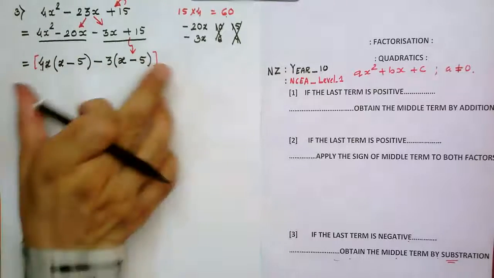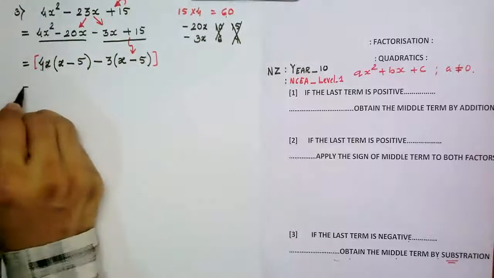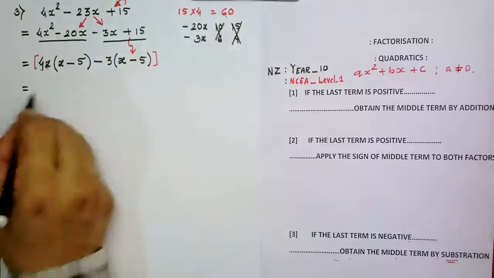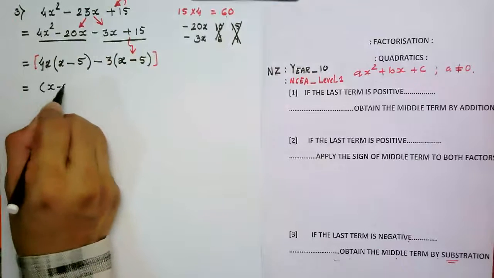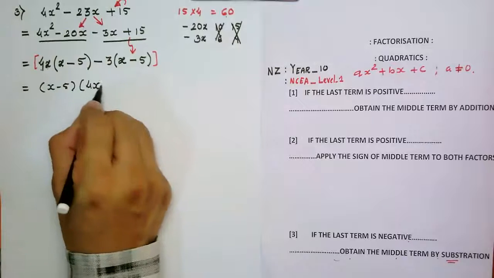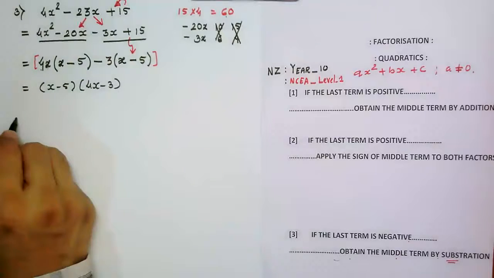Now from this big bracket, try to take something common. X minus 5 is present, so it is common in both the terms. So I have 4x minus 3. So these are the demanded factors.